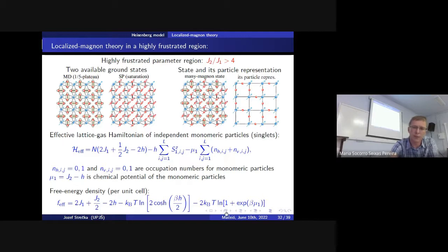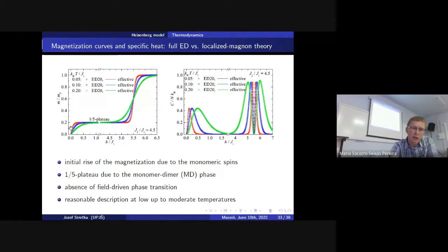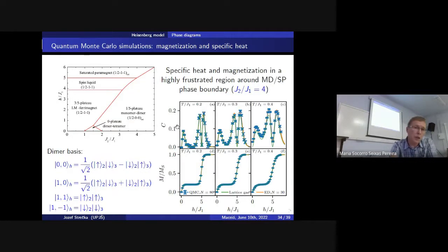One can find the free energy. And this is a picture which shows these highest values of the interaction ratio, where you have just a 1/5 plateau, and the symbols show exact diagonalization for 20 spins per unit cell, and the lines running through them, so that's why you don't see anything, because it's perfect agreement. So this was just for this easiest parameter space where we can describe magnetization, specific heat, whatever we want. So this lattice gas representation is really useful. Of course, most boring.